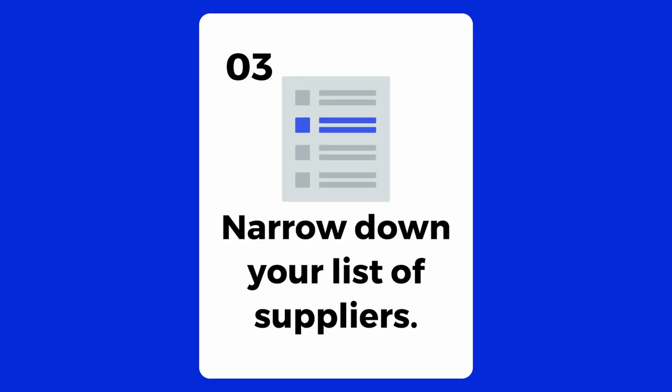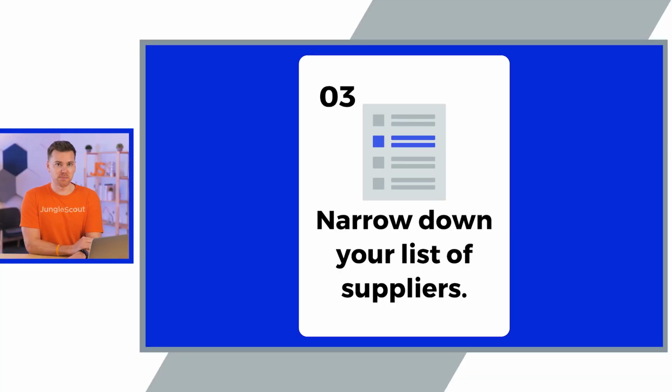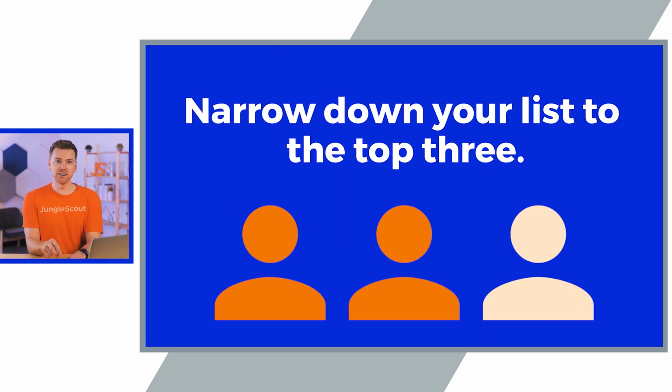Okay, on to step 3. This is where you begin vetting your supplier's responses. The outcome you're trying to achieve here is to just narrow down your list to the top 3.